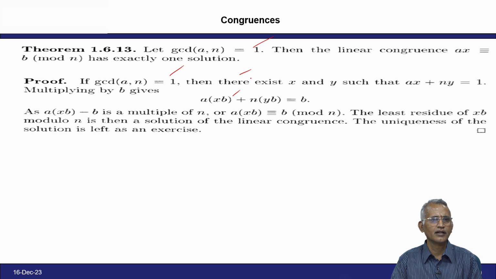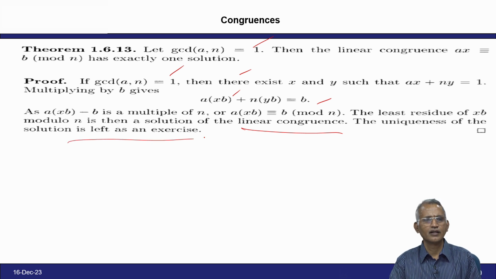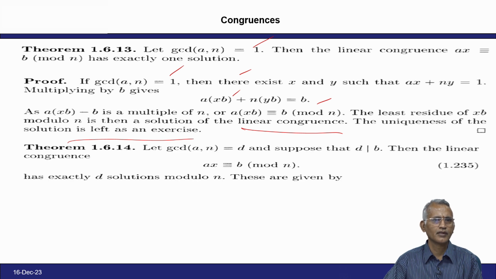This means that a into xb minus b is a multiple of n, or a into xb is congruent to b under modulo n. So, the least residue of xb under modulo n is the solution of the linear congruence. This is the uniqueness of the solution, and you can easily solve the problem.